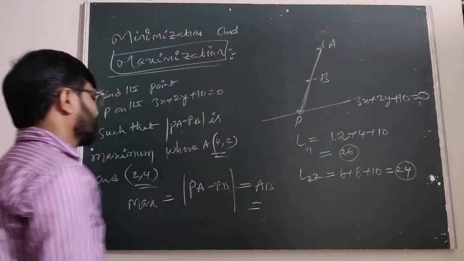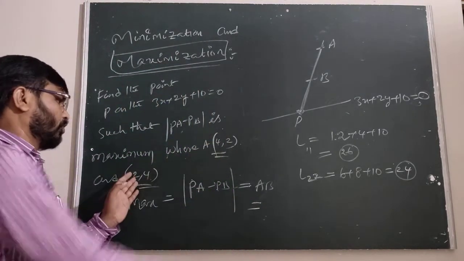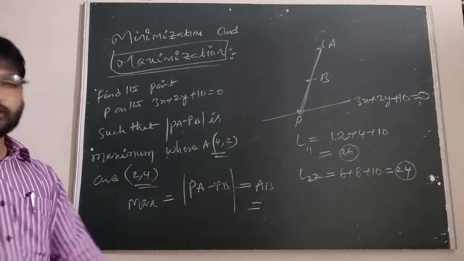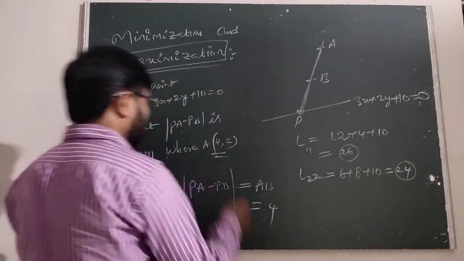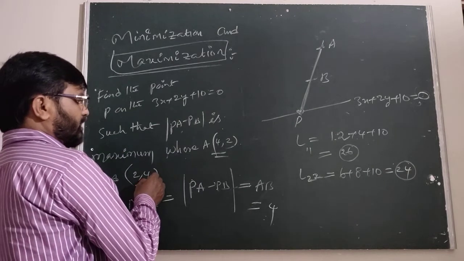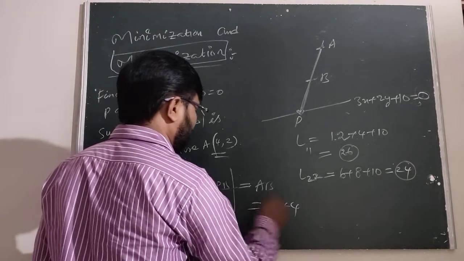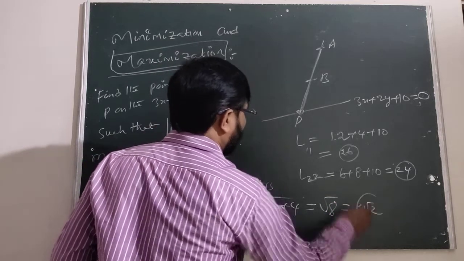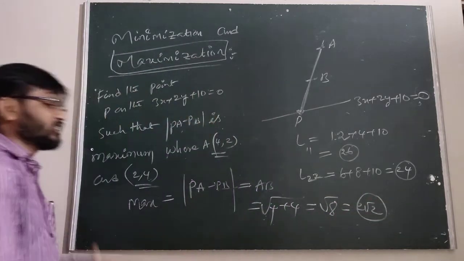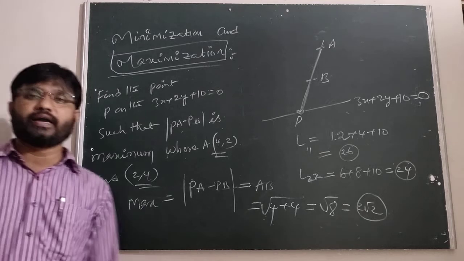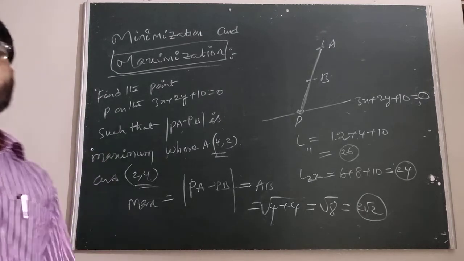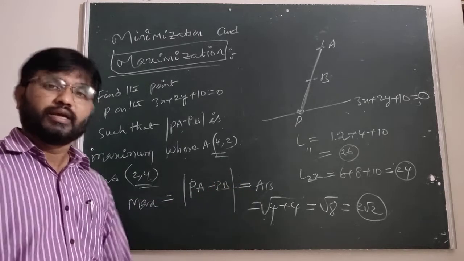The points are given as 4, 2 and 2, 4. 4 minus 2 is 2, 2 square is 4. Now 2 minus 4 is minus 2, minus 2 whole square is 4. Under root of 8, this is 2 root 2, the maximum distance of PA minus PB. Is it clear? The maximum distance of PA minus PB is nothing but AB.